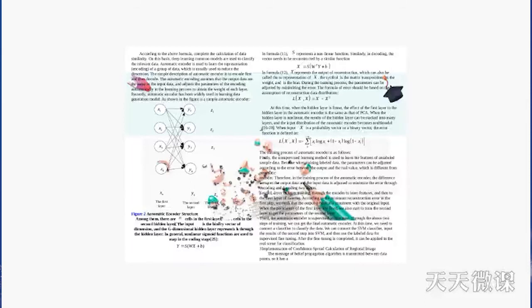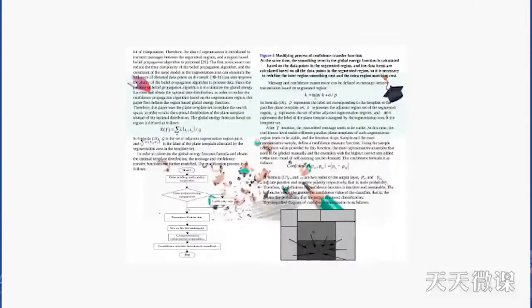Three, implementation of confidence spread calculation of regional image. The message of belief propagation algorithm is transmitted between data points, so it has a lot of computation. Therefore, the idea of segmentation is introduced to transmit messages between the segmented regions, and a region-based belief propagation algorithm is proposed.